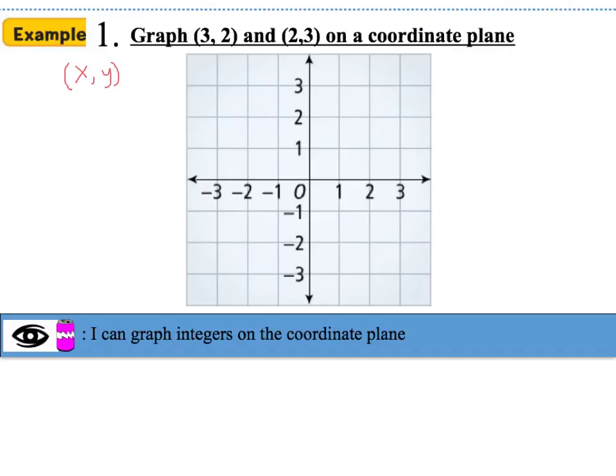So our first ordered pair says 3, 2. What I'm going to do is I'm going to go on my x-axis, and I'm going to go to the third interval. Here's 1, 2, 3. Now what I want to do is I want to go up 2 spaces.